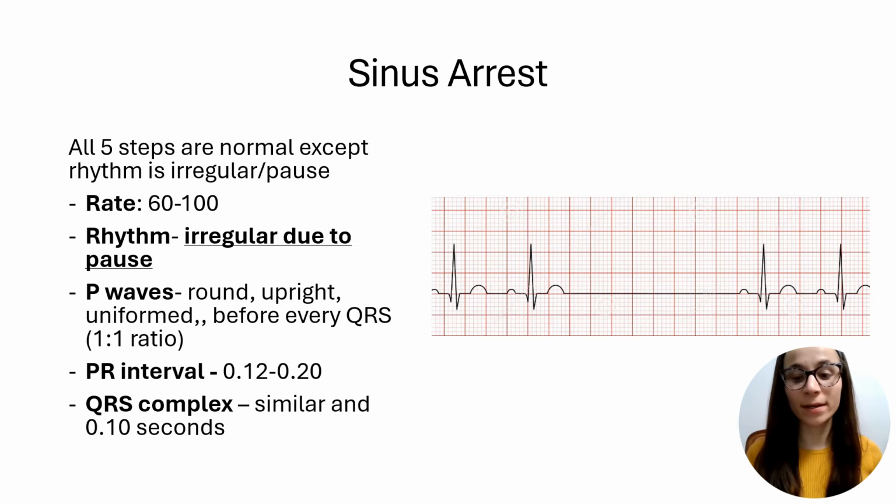Here, the same thing, except there's an arrest, there's a pause. So there's a sudden absence in electrical activity initiated by the SA node. And so the only thing you're going to see different, besides the pause, as you see over here, is your R to R interval is going to be irregular because, as you see, that's way bigger than this. But besides that, when there is no pause, everything is perfect. You have your P, you have your QRS, everything's perfect. But you just have that sinus arrest, that pause.